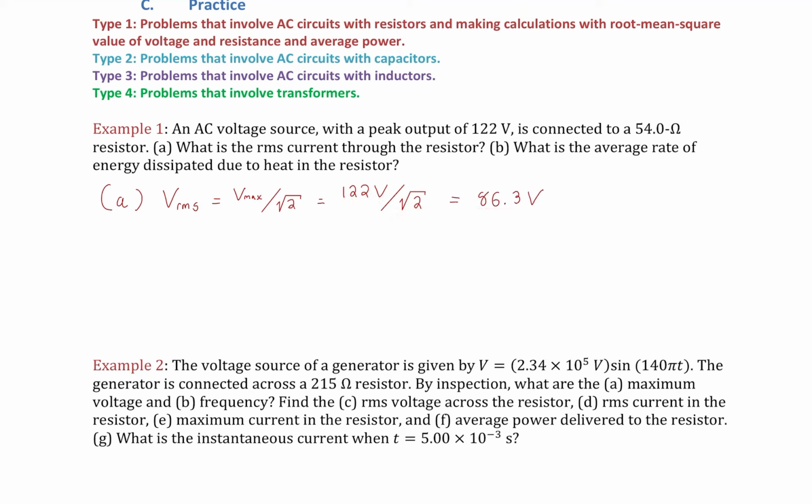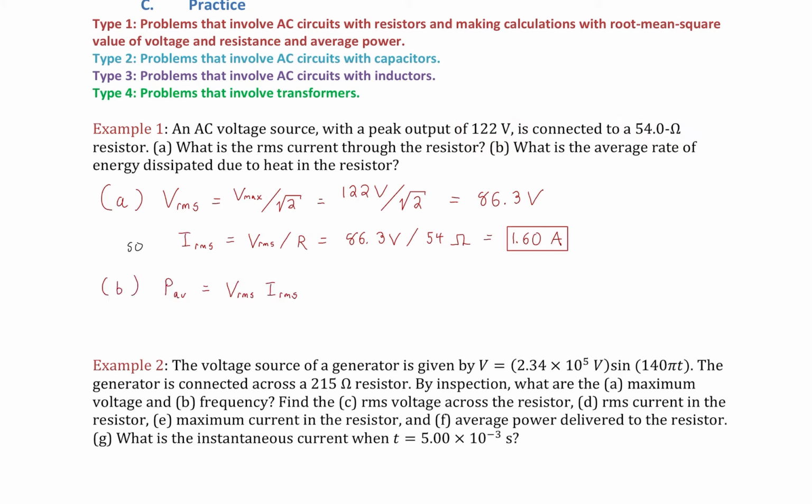Okay, excellent. So that's the voltage, but I asked for the current. So then we're going to use Ohm's law to find the RMS value of the current, okay? I take the value that I found above for the RMS value of the voltage, divide it by the resistance of our circuit, and there we go, 1.6 amps. Now that's not the maximum current, right? If we wanted to find the maximum current, we'd simply take the 122 volts and divide by the 54 ohms, okay? But we were asked for the RMS current, so there it is.